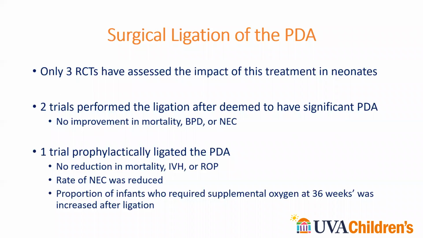There have really only been 3 randomized controlled trials that have assessed the impact of this treatment in neonates. 2 trials performed the ligation after the baby was deemed to have a significant PDA, and they showed no improvement in mortality, BPD, or NEC. 1 trial prophylactically ligated the PDA early, and they also showed no reduction in mortality, IVH, or ROP, but they did show that the rate of NEC was reduced in those that had prophylactic PDA ligation. But they also showed that the proportion of infants who required supplemental oxygen at 36 weeks was increased in the babies that had the ligation.